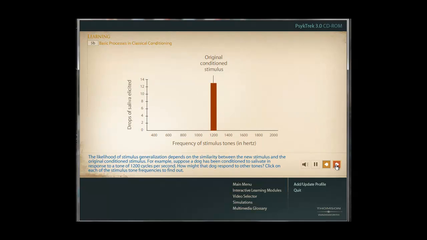The likelihood of stimulus generalization depends on the similarity between the new stimulus and the original conditioned stimulus. For example, suppose a dog has been conditioned to salivate in response to a tone of 1200 cycles per second. How might that dog respond to other tones? Click on each of the stimulus tone frequencies to find out.